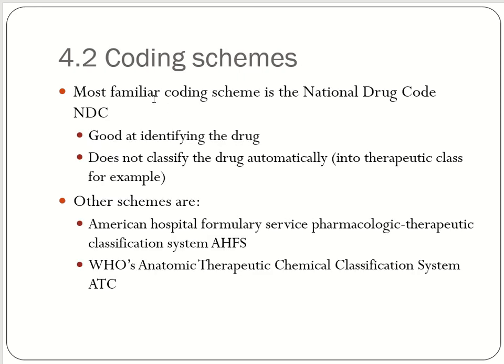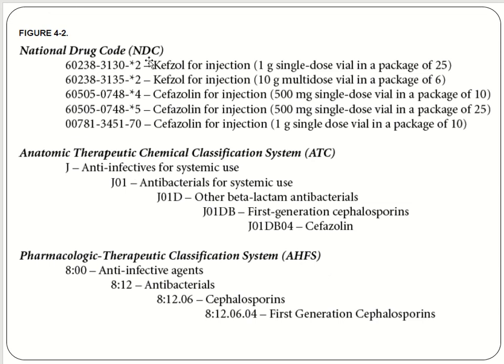The most familiar coding scheme is the National Drug Code, the NDC. It's good at identifying the drug itself. However, it does not classify the drug automatically into its therapeutic class, for example. Other schemes for coding the drugs include the American Hospital Formulary Service Pharmacologic Therapeutic Classification System, AHFS, and the WHO's Anatomical Therapeutic Chemical Classification System, the ATC. And over here you have an example of the NDC, the ATC, and the AHFS.